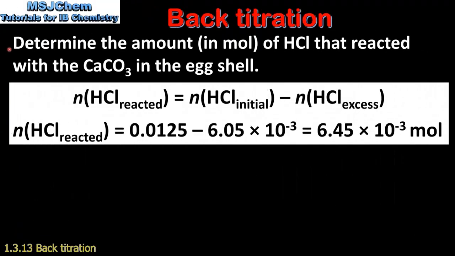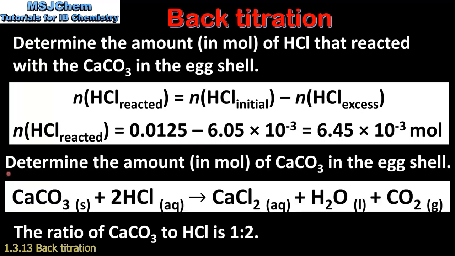Next, we'll determine the amount in moles of hydrochloric acid that reacted with the calcium carbonate in the eggshell. To do this, we subtract the amount in moles of hydrochloric acid that was in excess from the initial amount of hydrochloric acid. So that's 0.0125 minus 6.05 times 10 to the negative 3, which gives us 6.45 times 10 to the negative 3 moles.